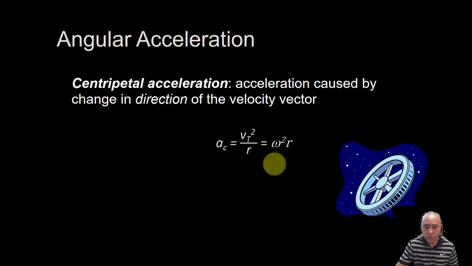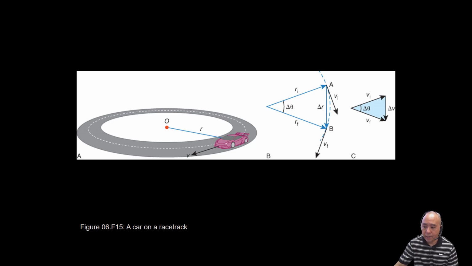It is calculated using this equation: the tangential velocity squared over the radius, or angular velocity squared multiplied by r. So just by looking at this equation, which do you think would have more of an effect on centripetal acceleration, angular velocity or the radius? Good. Yes, angular velocity, because of the squared function, right? If you square angular velocity, that would have more effect on centripetal acceleration.